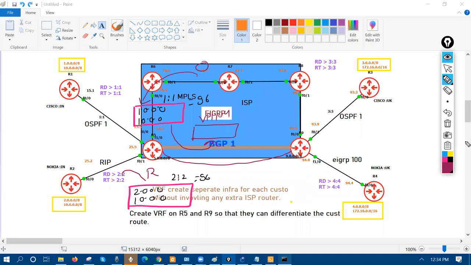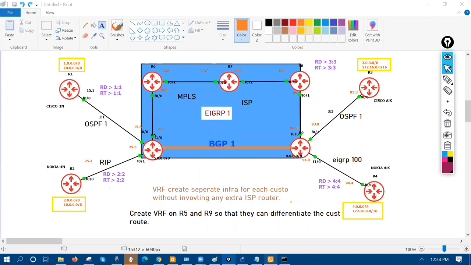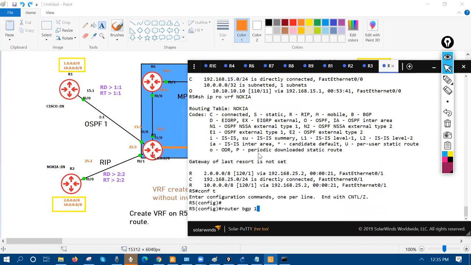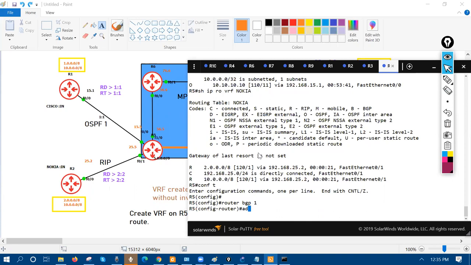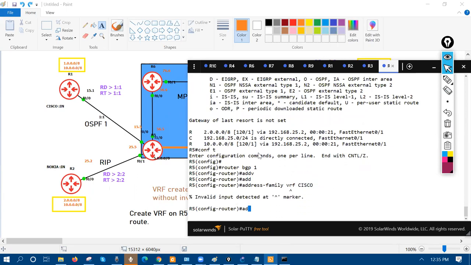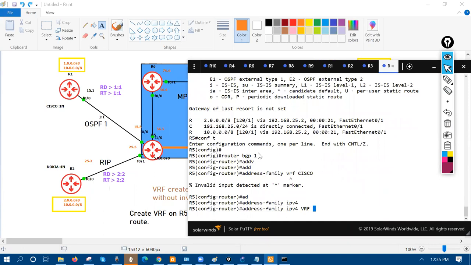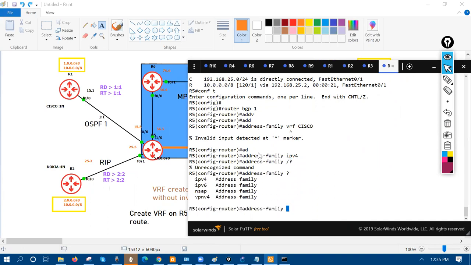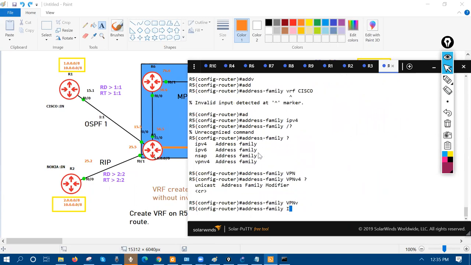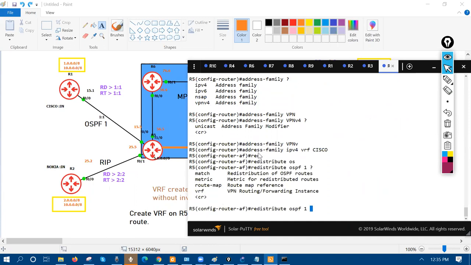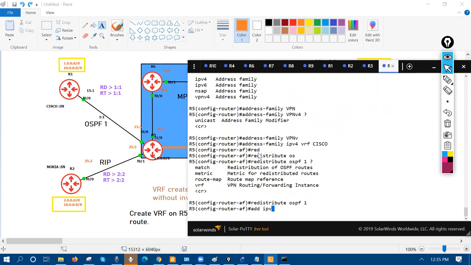So we need to go on router number 5 and say router BGP 1, address family. We are on the Cisco. Redistribute, which route? First one, the metric, right? And simply address family, IP route VRF.